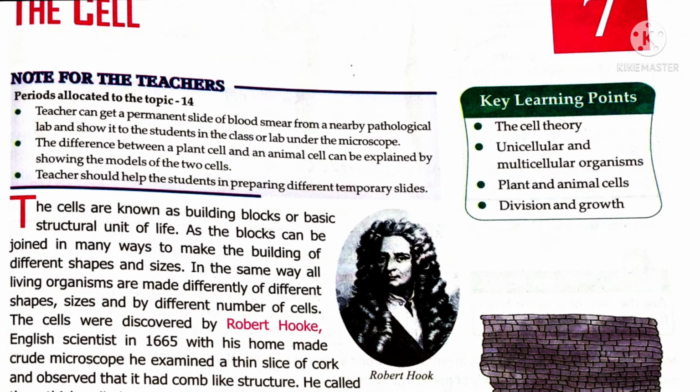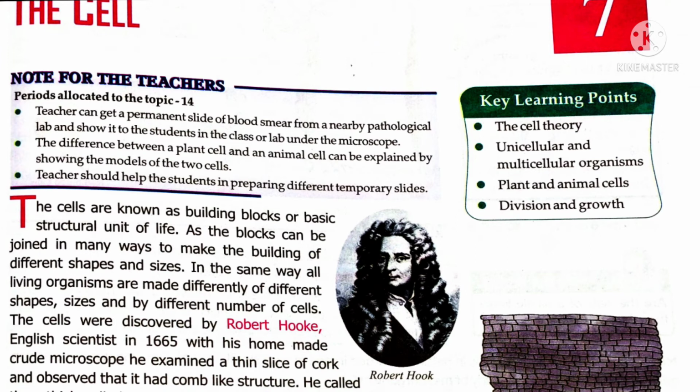Cells are arranged in groups, and tissues are arranged to form an organism. So finally, what do you understand? The basic unit of living organism is cell. Cell is the building block or basic structural unit of life. Now tell me, who discovered the cell first? Robert Hooke discovered the cell in the year 1665.